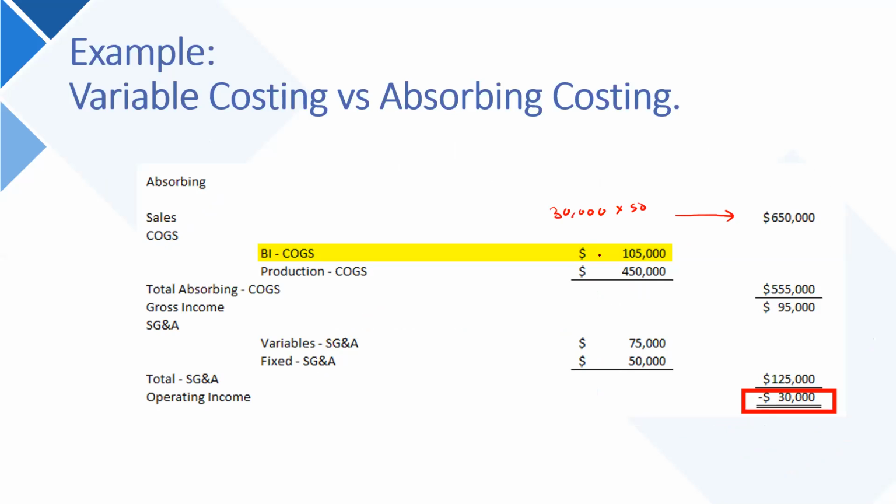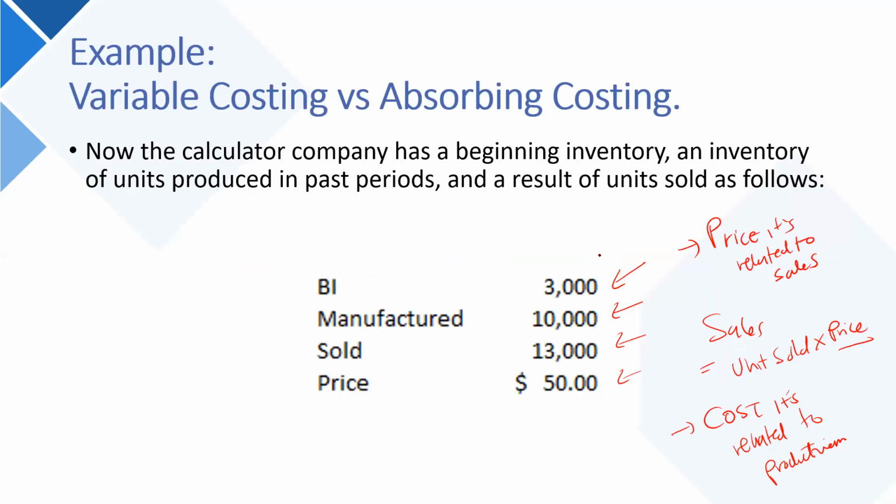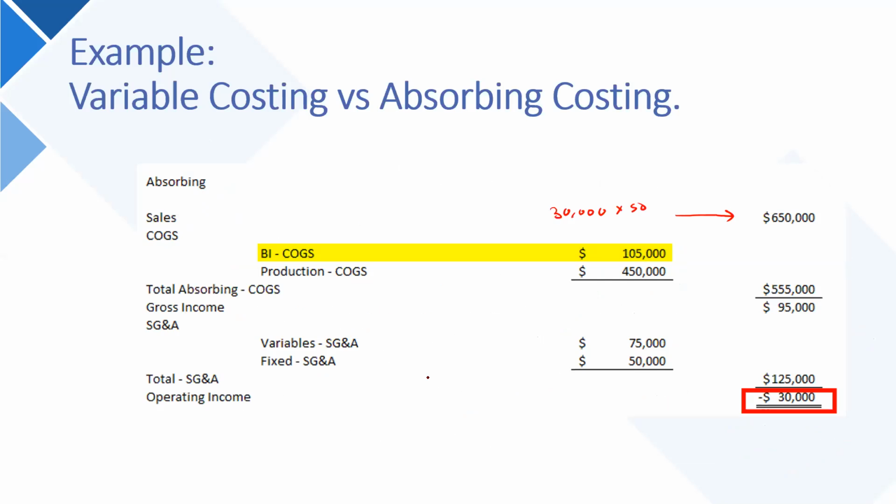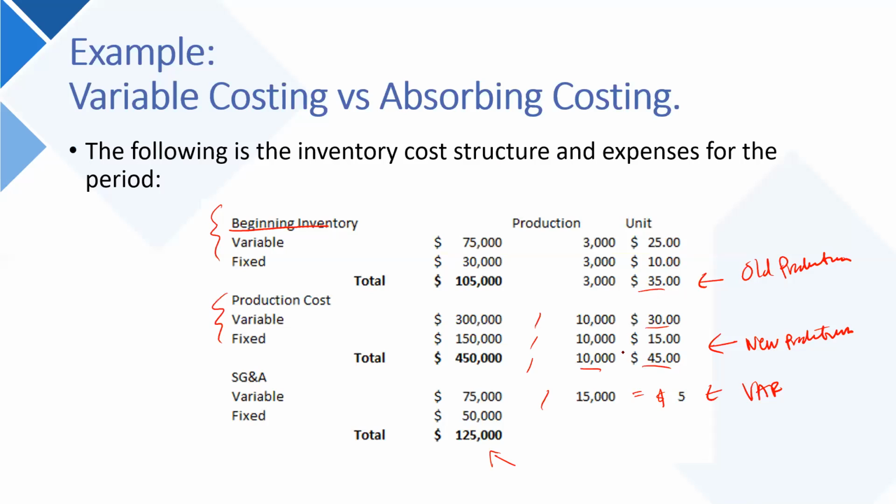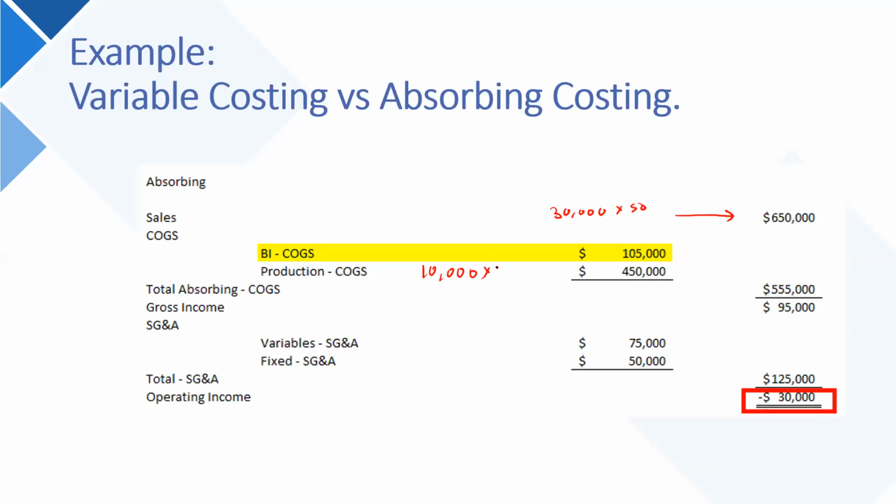Well, now we have a problem. We only have 10,000 units to be sold, remember? So let's first evaluate those. So we manufacture 10,000 units. So let's evaluate the 10,000 units here. 10,000 units of production times my production cost, which I know is 45. That's the number I have here.